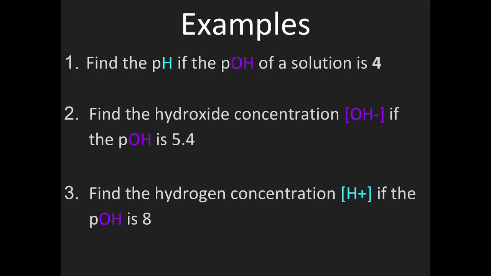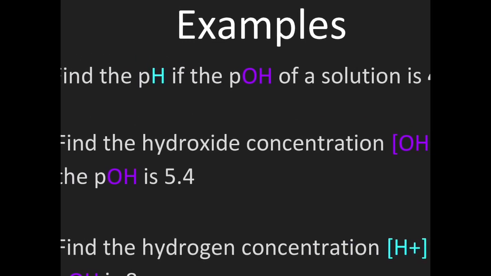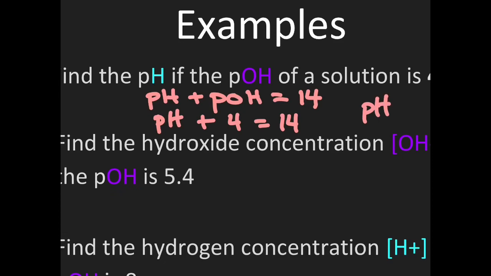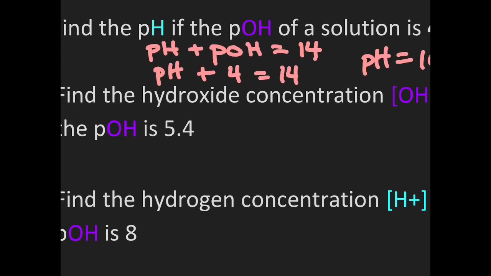Example number 1. Find the pH if the pOH of a solution is 4. So I know that pH plus pOH equals what? Equals 14. So if my pOH is 4, how do I get to 14? What does my pH have to be? So pH plus 4 equals 14. So my pH would equal what? 10. Pretty simple. That was a lot of what you did in each of your pH slides on your presentation.